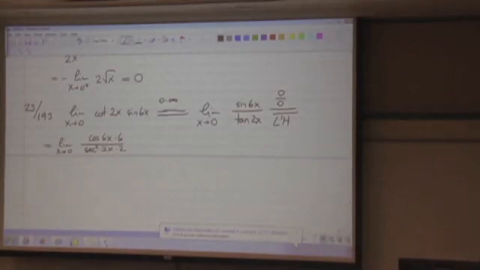What happens when you put in 0? Cosine of 0 is 1. Secant squared of 0 is? Secant is 1 over cosine, and so it is 1. So it'll just be 6 over 2.